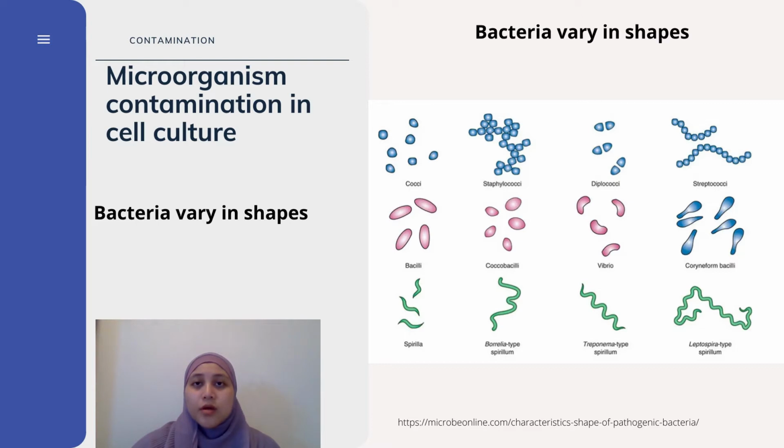The shape of bacteria can be observed under microscope, and the shapes can tell us which bacteria might be the contaminant. In this slide, I would like to introduce you to the bacteria that are present in different shapes, such as cocci, bacilli, and spiral. You need to know what are the examples of cocci, bacilli, and spiral-shaped bacteria.